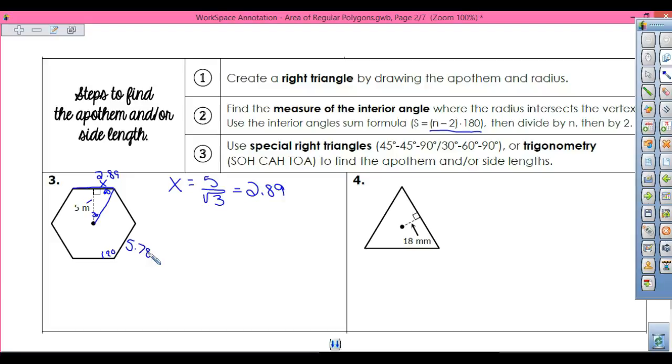That was a lot of work just to be able to plug into my formula. So now the area equals 1/2 times my apothem, 5, times my perimeter. What is it? Ooh, that's just one side. How many sides is my figure?